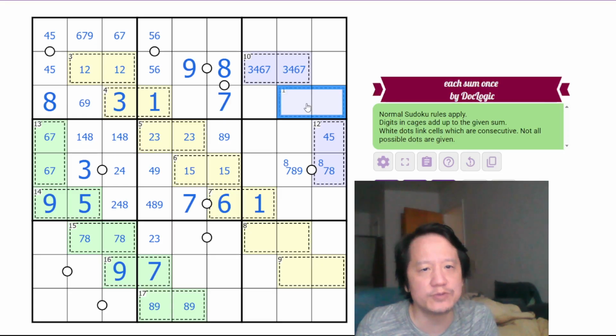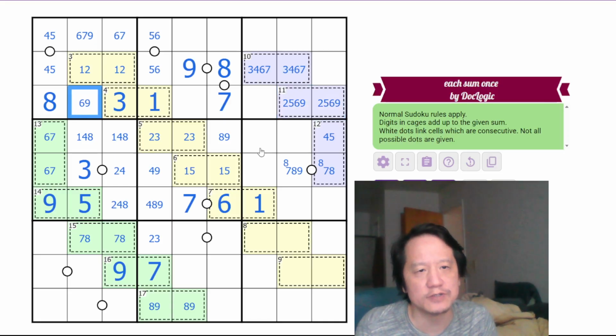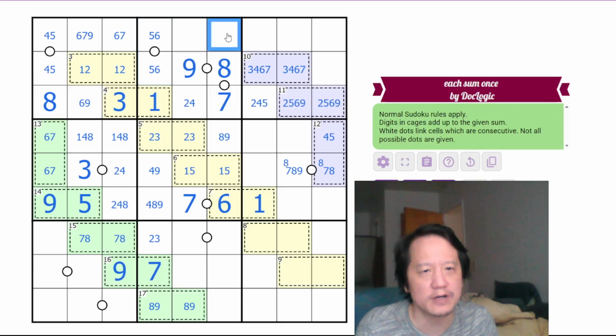So to add up to 11, we don't have 3, 8 available. We can't have 4, 7 available because of 3, 7, 8 in the row. So this is either 2, 9 or 5, 6 here. Either way, we have a guaranteed 6 or 9 here and a guaranteed 6 or 9 there, which eliminates 6 and 9 in the rest of the row. So that means we have 2, 4, 5 remaining. And this can't be 5 because of the 5, 6 pair in the box.